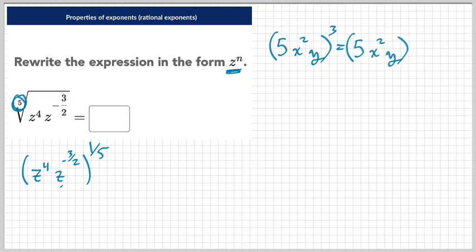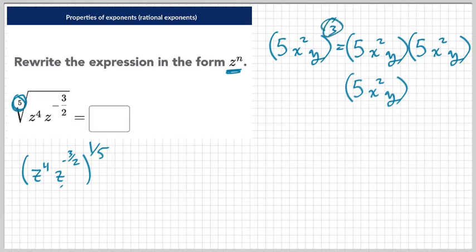There's 1, and there's 2. Shoot, I'm running out of space. And 3. Okay, so I did it 3 times. That's what that 3 means. Okay, but there is a shortcut. I'll show you guys in a second. 5 times 5 times 5 is the same as 5 to the 3rd power. Agreed?